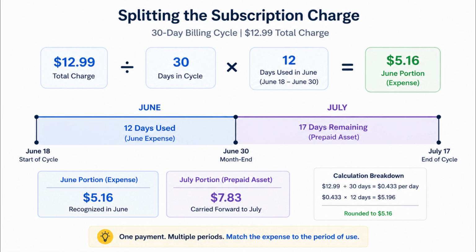So let's assume that you have a 30-day billing cycle. From June the 18th to June the 30th is 12 days. And so if you take $12.99 and you divide that by the 30 days, this is going to equal about 43 cents per day. If you take the 43 cents per day and multiply that by the 12 days in the June cycle, you get approximately $5.16. So $5.16 becomes part of the June expense, and $7.83 is still remaining in that prepaid asset.